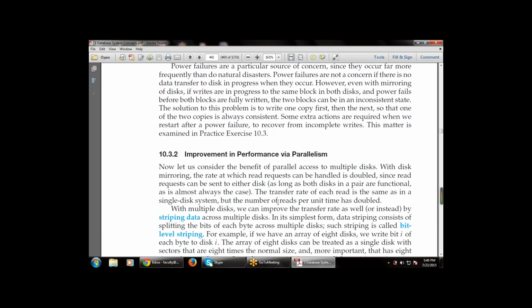And then what is the improvement in performance via parallelism? Let us consider the concept of parallel access to multiple disks. With data mirroring, the rate at which we can read data is improved. With multiple disks, we can transfer the data and use the data that is available on the data storage.